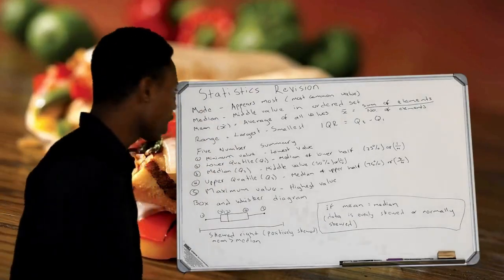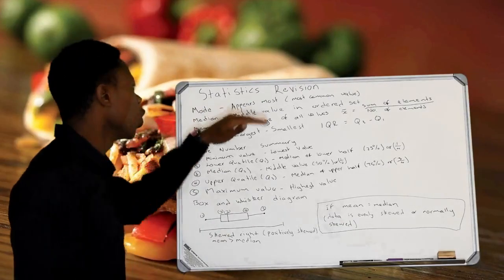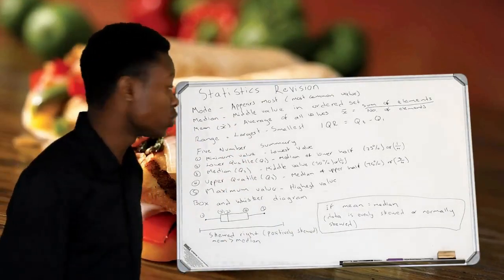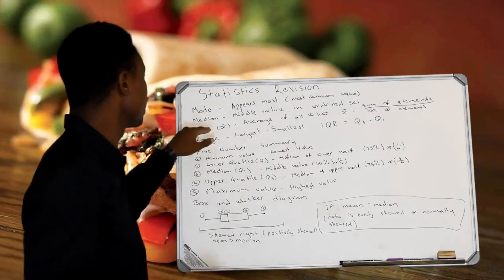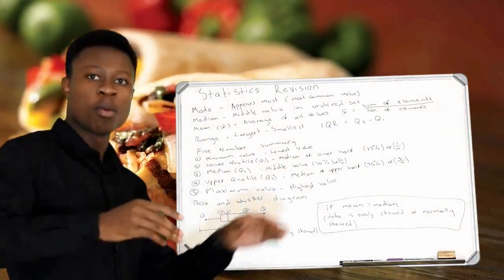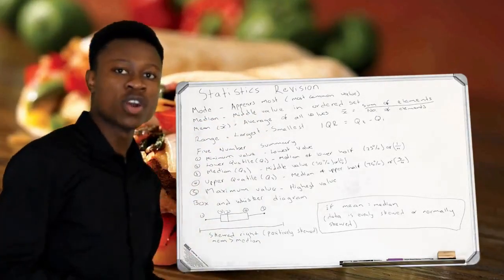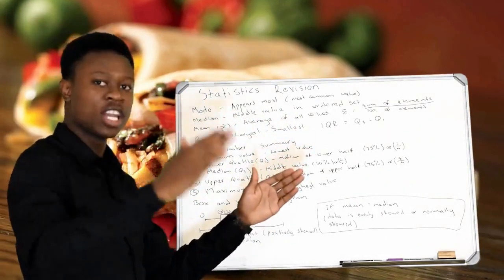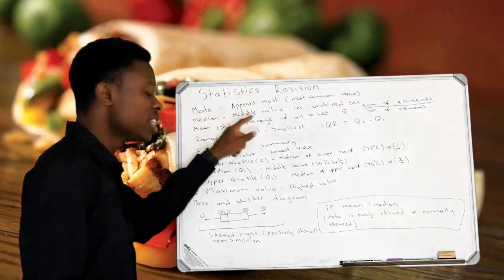Okay, so there are three different terms that you need to remember from your grade 11 year. Mode is the number that appears the most, the number that's repeated the most, also called the most common value. Median is the middle value in an ordered set. When you order your numbers from smallest to largest, the median is the middle value. If you come from the left, you cross out one on the left, one on the right, until you get to the middle. That middle value is called the median.